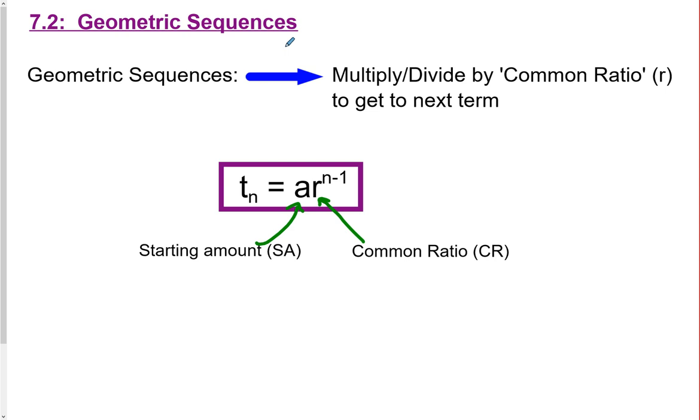So sequences is just a list of numbers. So when we're doing geometric sequences, we're looking at a list of numbers where we're multiplying or dividing by the same amount each time. Call that our common ratio, and that allows us to get our next term. So of course our formula is our starting amount, that's A, times our common ratio, that's R, and we put that common ratio to the exponent n minus 1. Okay, so that's stuff we did yesterday.